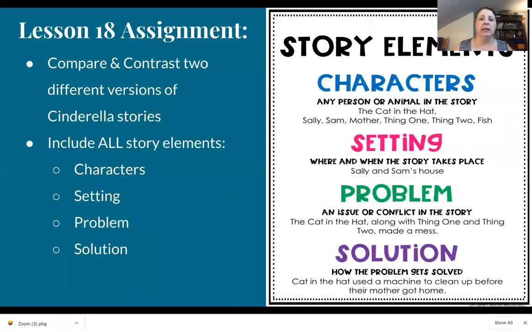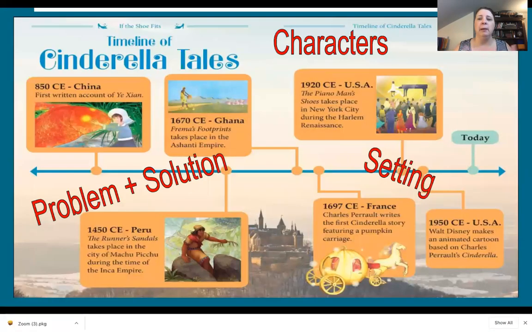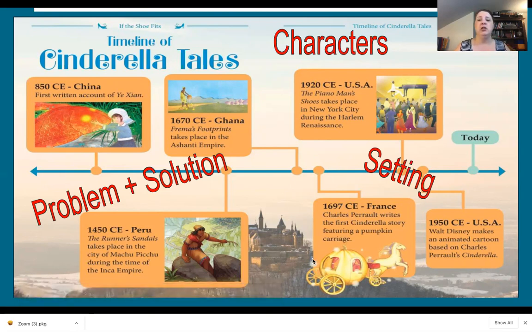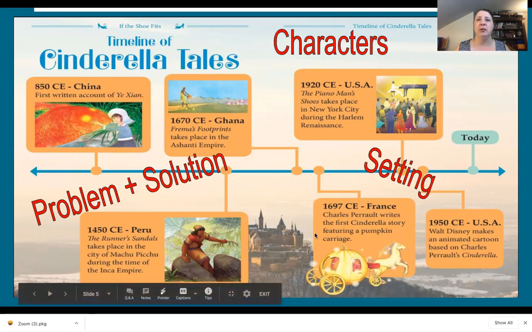All right, so let's take a look at what we're comparing. Remember, when you're comparing, you're looking at the characters, the setting, the problem, and the solution. And you're very familiar with this chart. Well, remember, when we look at these are the stories that are in this collection. So when we're looking at problem and solution, characters and setting, we're focusing on the stories that are in this book. And then this version from France, that's the one that you're most familiar with. That's the one that Disney made a movie of. And so we're going to be comparing everything to that version of Cinderella.